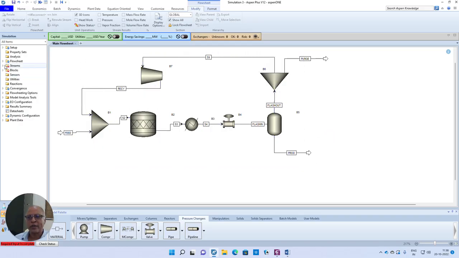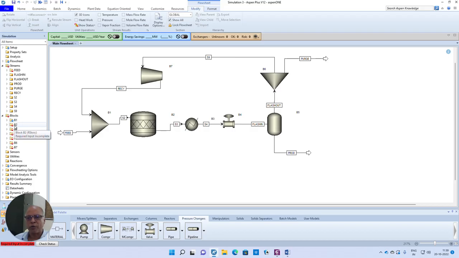So if you try to look at this, now you can see only information with respect to feed is being asked for. So you don't have to provide any intermediate stream, and some information with respect to all the blocks that you have. You know that mixer doesn't need any specifications, but all the other blocks we may have to give the required information. Anyway, we can go in a step-by-step manner by pressing this next.